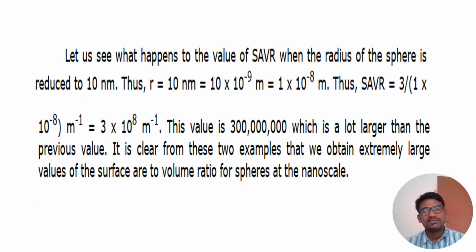So let us see what happens to the surface area to volume ratio when the radius of the sphere is reduced to 10 nanometers. So R is equal to 10 nanometers, which is 10 × 10⁻⁹ m, that is 1 × 10⁻⁸ m. So the surface area to volume ratio is equal to 3 × 10⁸ per meter. This value is 10 times larger than the previous value. It is very clear from these two examples that we obtain an extremely large surface area to volume ratio for a sphere at the nanoscale when we reduce the radius.